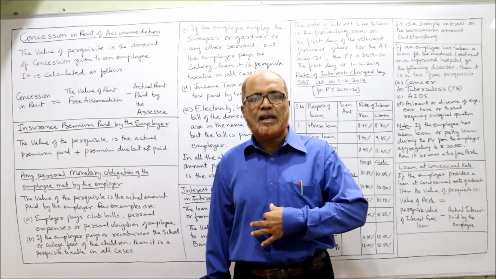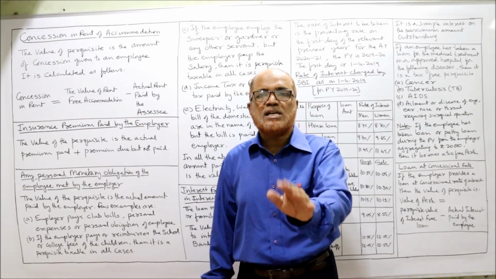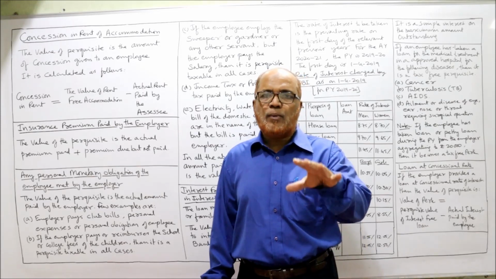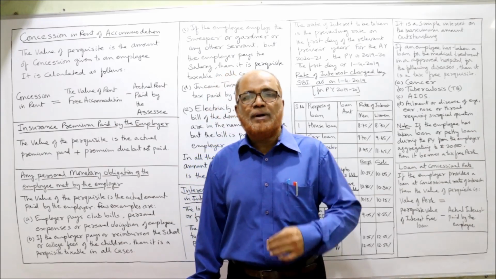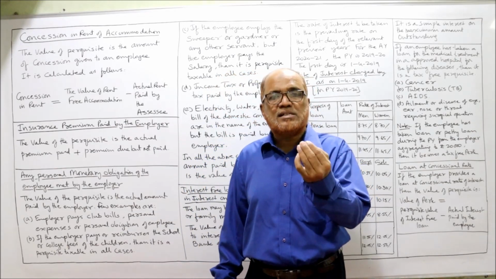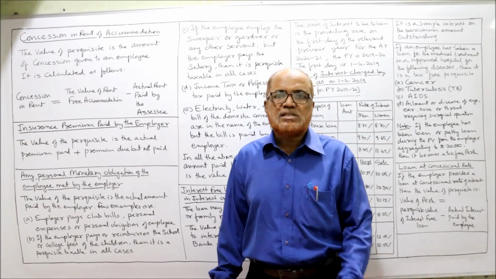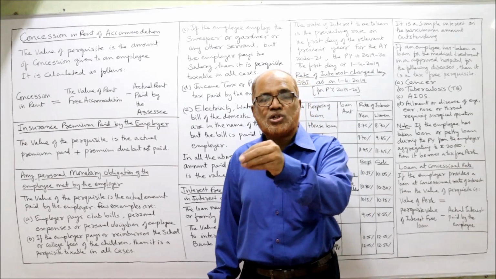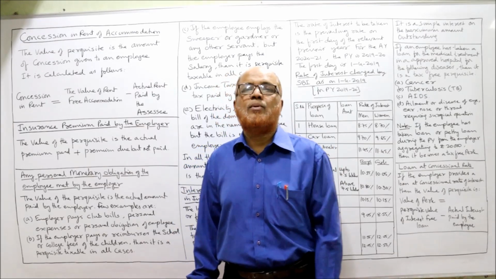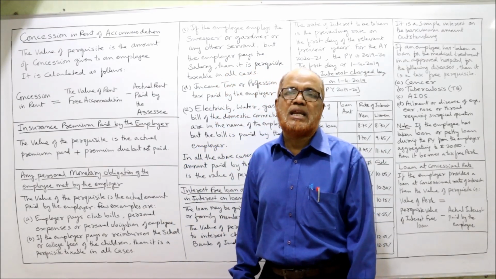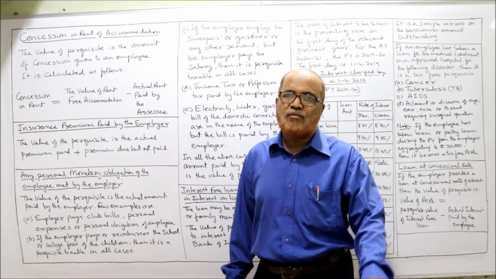That means the employer is providing the accommodation to the employee at a concessional rent. Suppose the monthly rent of the flat is 30,000, but the employer is providing the same flat by charging only 5,000. So instead of 30,000, the employee pays only 5,000 to the employer. This is called concession in rent. The Income Tax Act says it's a taxable perquisite in the hands of all employees.